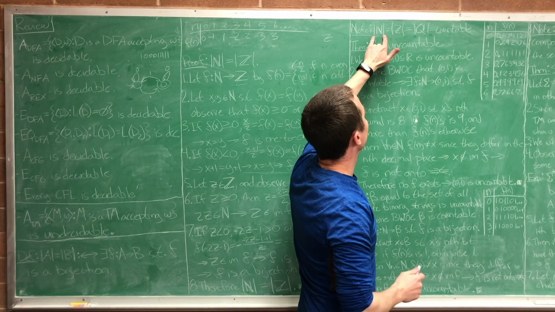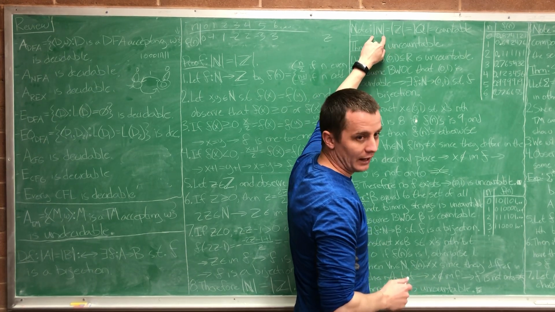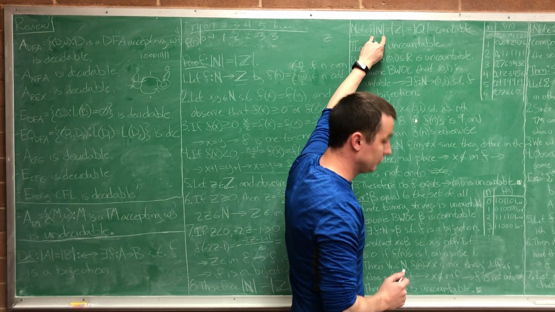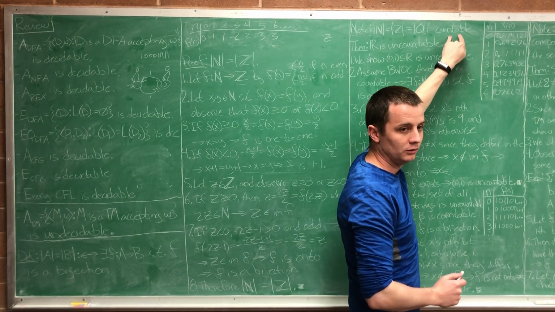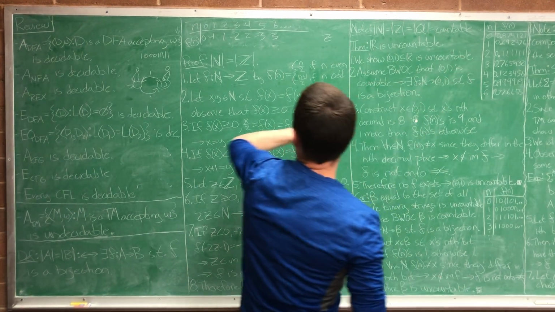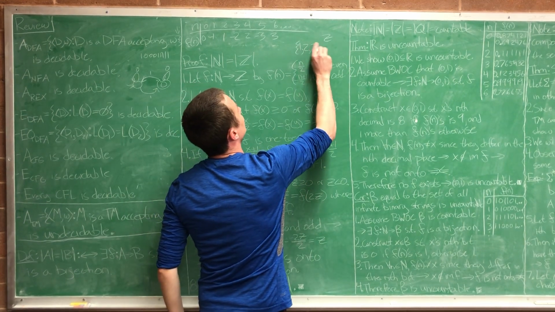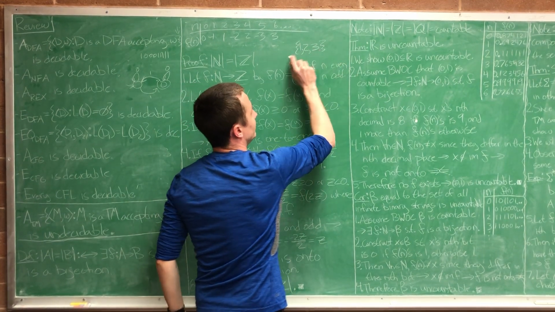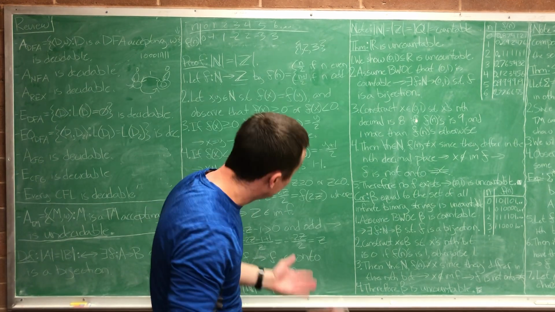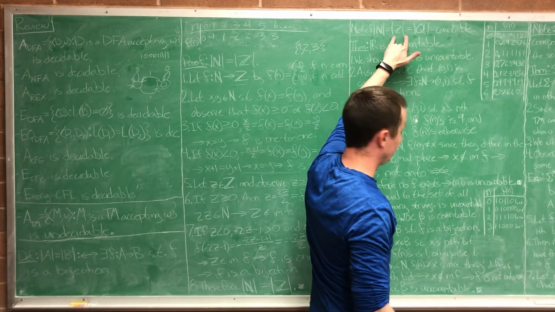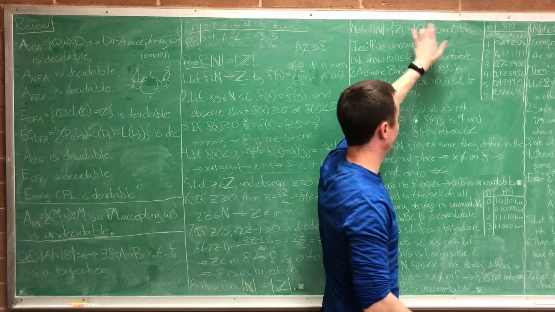Terminology really quick. If your cardinality is the same size as the natural numbers, or smaller, then we call you countable. So the set containing 1, 2, 3 is countable. Every finite set is countable. Similarly, the natural numbers are countable, the integers are countable, and the rationals are countable.